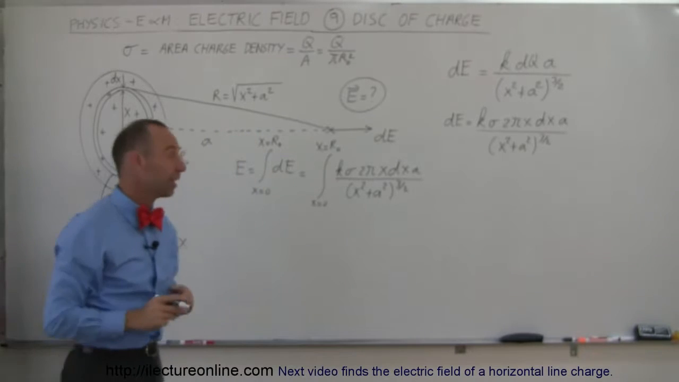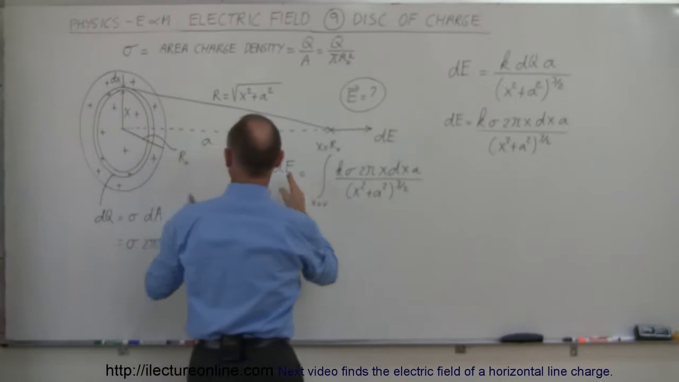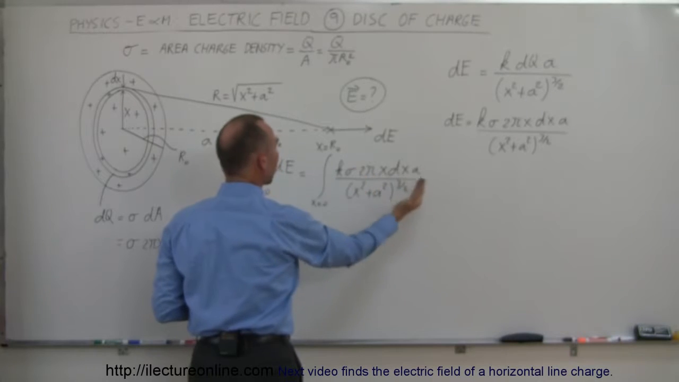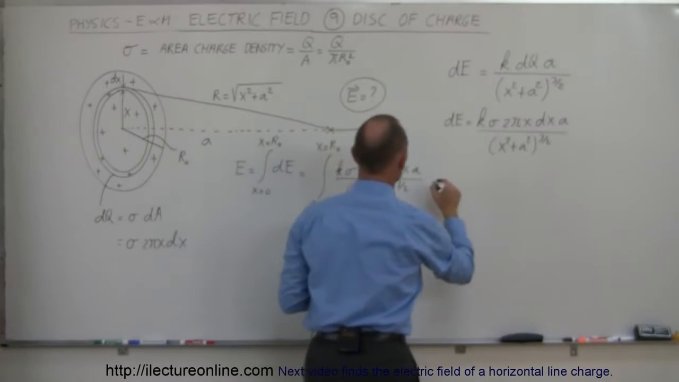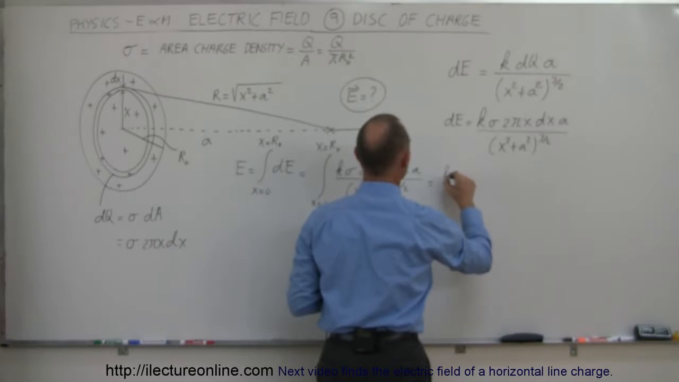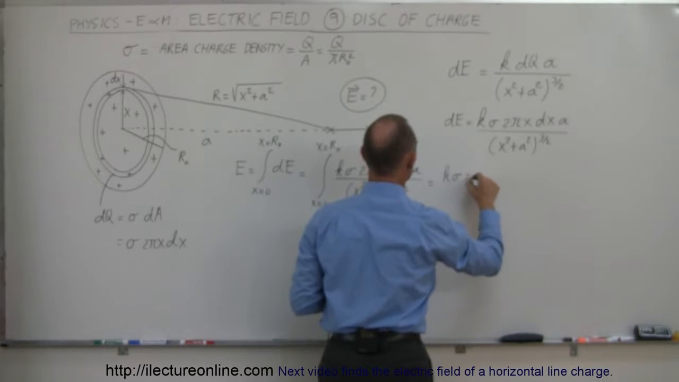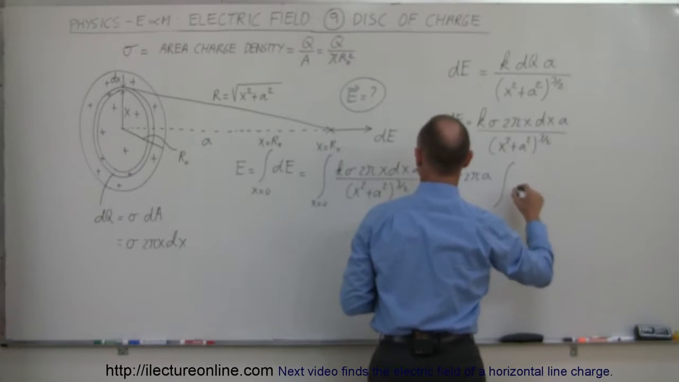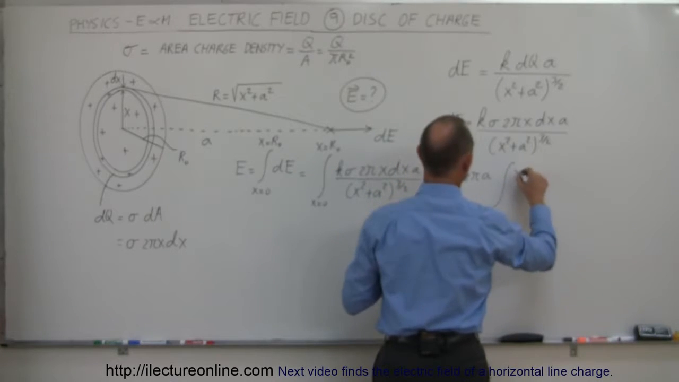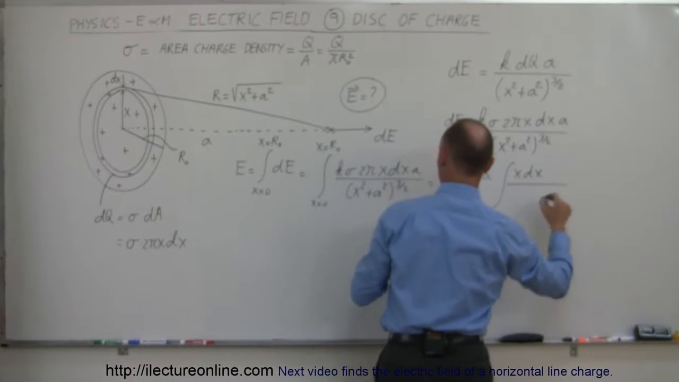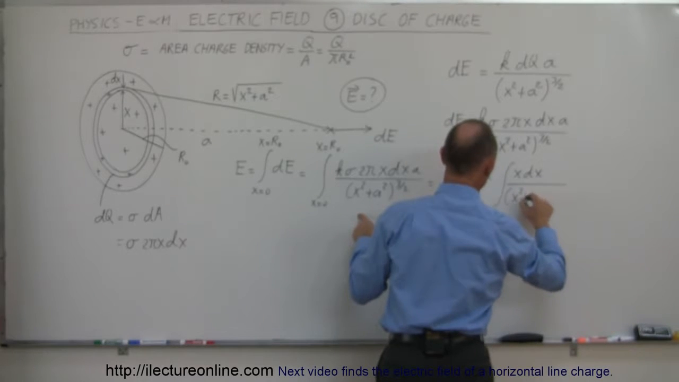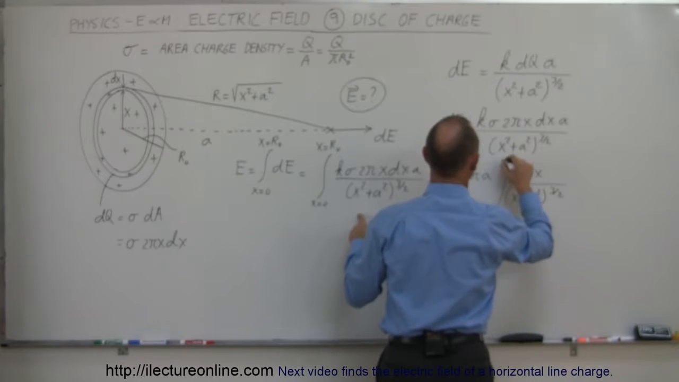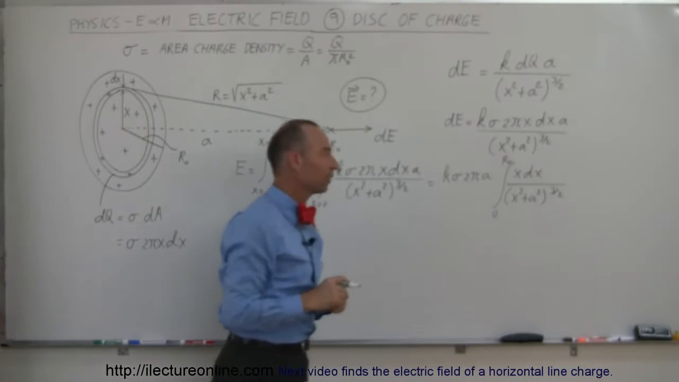Now in this integral we have a lot of constants. Notice that a is a constant, pi, 2, sigma, and k, they're all constant. They can all come out of the integral. So this is equal to k sigma 2 pi a. And then we have left in the integral an x dx, and in the denominator we have an x squared plus a squared to the 3/2 power, from 0 to r sub naught. So those are the limits of integration.